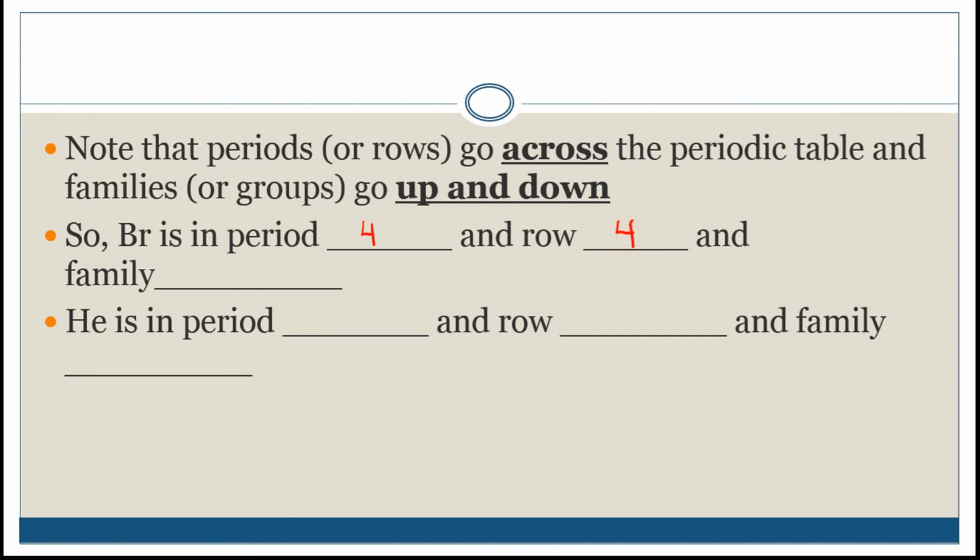And family, as a number, it's family number 17, and family 17 has a special name. We call that the halogens. Helium, He, is in period what? What row is it in? Row 1, period 1. Family 18 as a number, and it's a noble gas. So when I talk about rows or periods, I mean horizontally, how far down we move. When I talk about families, I mean vertical columns.